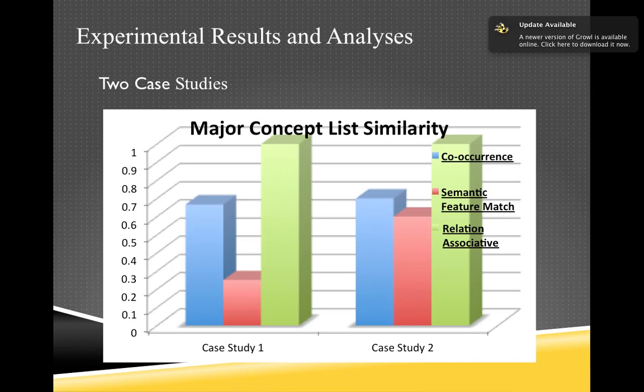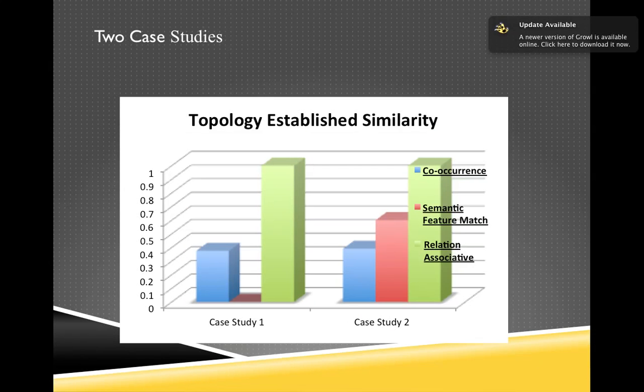The co-occurrence model performs better than the semantic feature match model, as it has more relations among different concepts. The other one is topology established similarity. You can see here also that the relation associated model's value is nearly 1. It means that the relation associated model is the most efficient one.